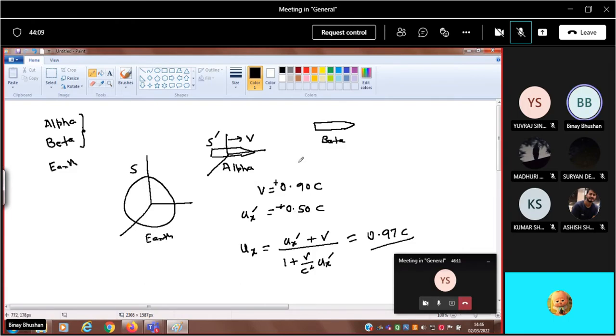Now if I use Galilean transformation, that means Newtonian mechanics, then ux will be equal to what? Shashwat, what will be ux under Galilean transformation? Shashwat?